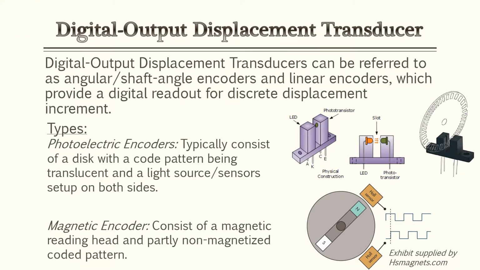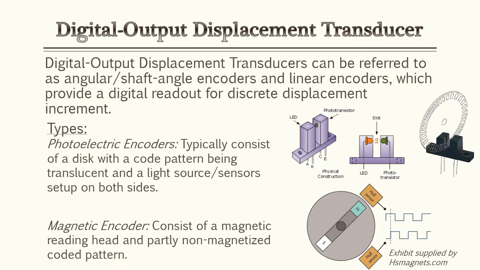Now, this is where I save the best for last. The last transducer we're going to go over is known as a digital output displacement transducer, which is most commonly known to us as encoders. And what makes these interesting, encoders can measure any type of distance or displacement, and it could be either shaft angular or linear displacement, and it gives it to you in a digital readout, usually in an increment readout.